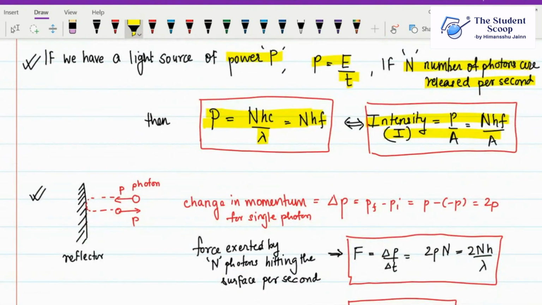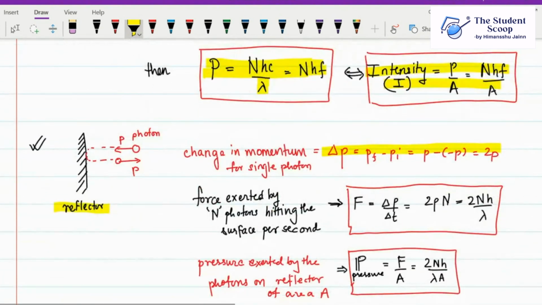Okay. Now let's say a photon collides with a reflector. A reflector is a device which, without absorbing any energy, reflects all the energy of the photon incident on it. So it is a kind of an elastic collision. So if it is an elastic collision, then the change in momentum is 2p because the direction of the momentum is changing.